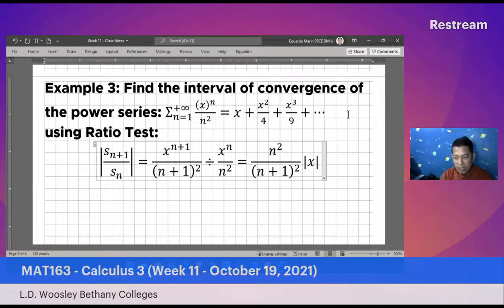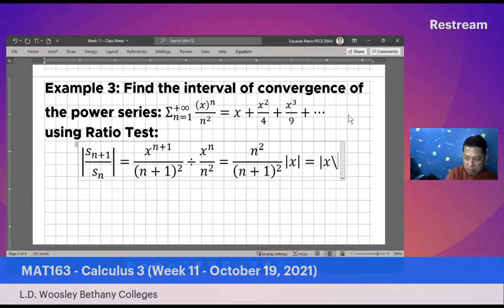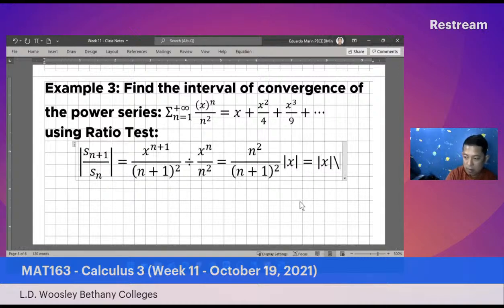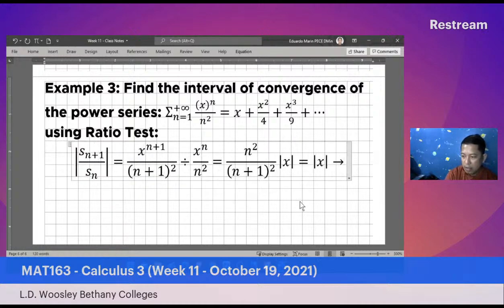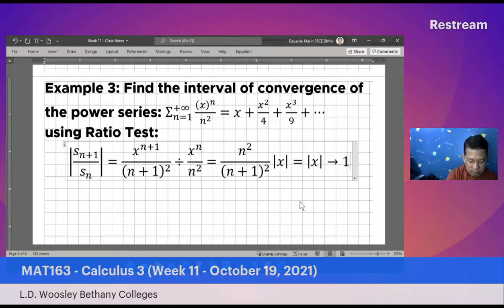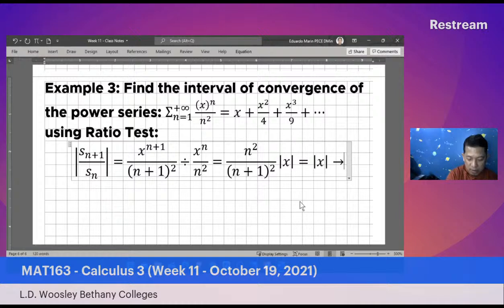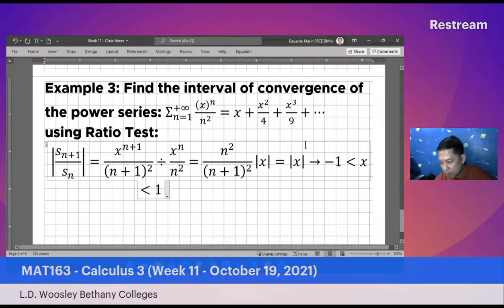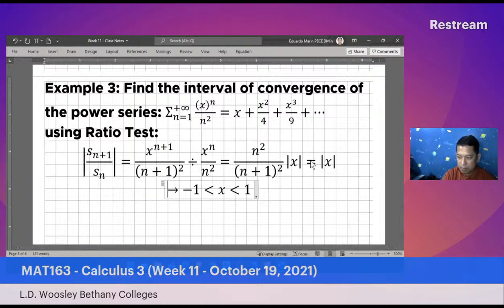From this case, we know that the limit of n squared all over n plus 1 squared is equal to 1. So this must be equal to absolute value of x. And if we will try to put it in a convergent form, this would imply negative 1 less than x, less than 1. All right? So that would be the region of convergence.